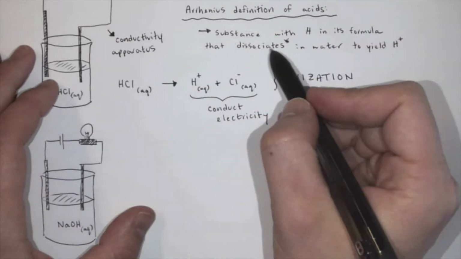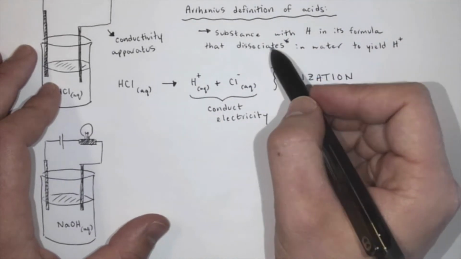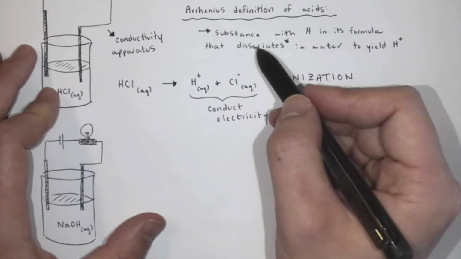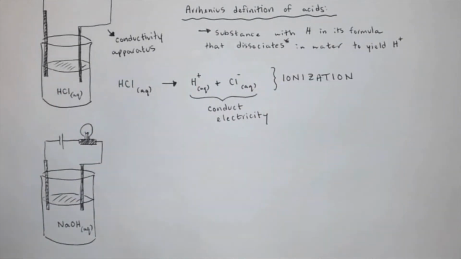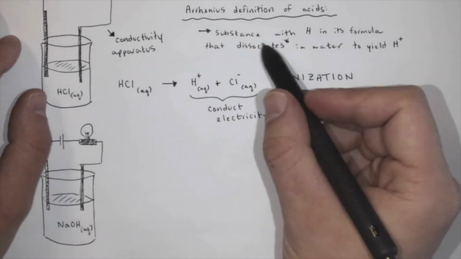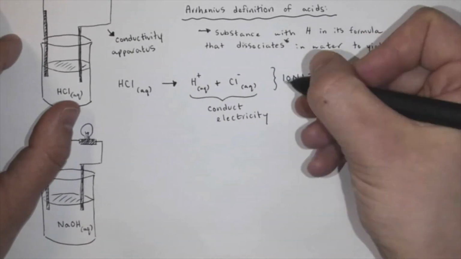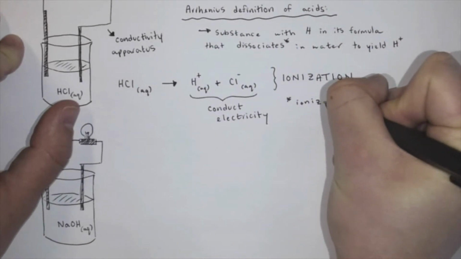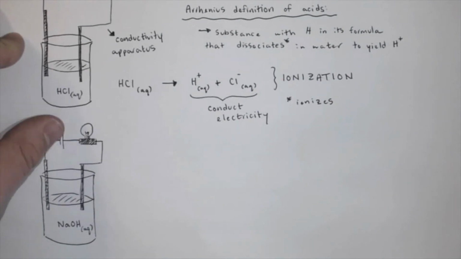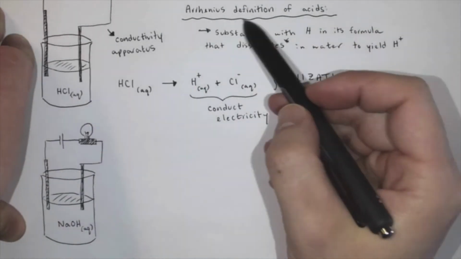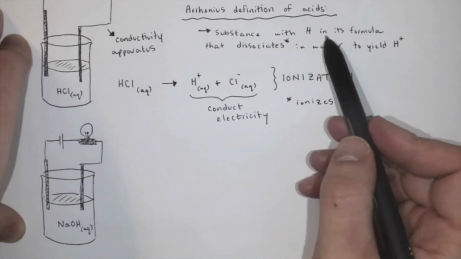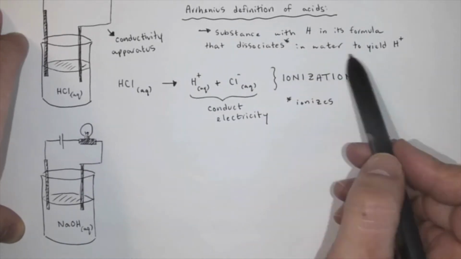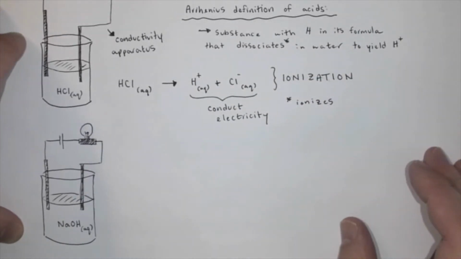And remember, he used the word dissociates. He didn't know yet about ionization, or he didn't at least write down the word ionization. So that's why I'm saying dissociates, but in reality it's actually ionizes. Okay. So this is the Arrhenius definition of acids. It's a substance with H in its formula that dissociates into water to yield hydrogen ions.